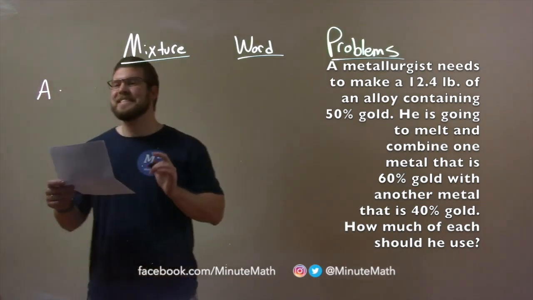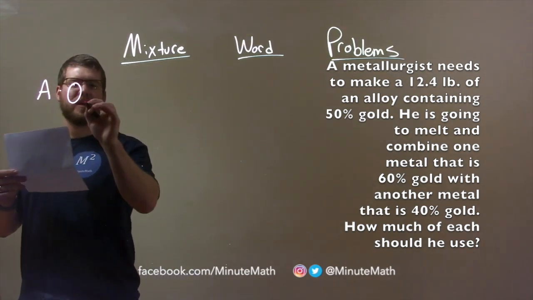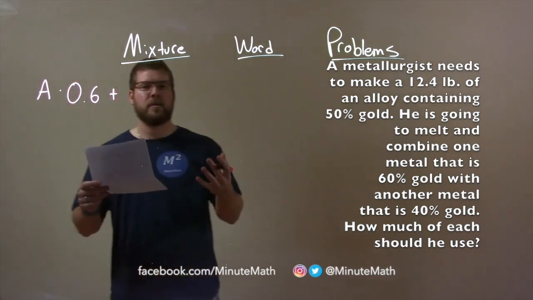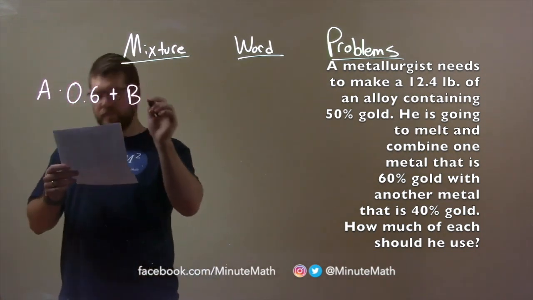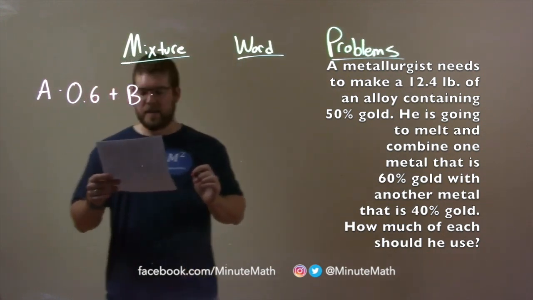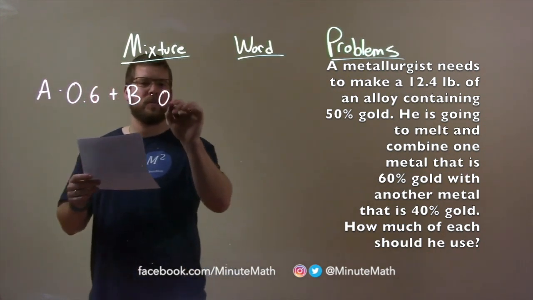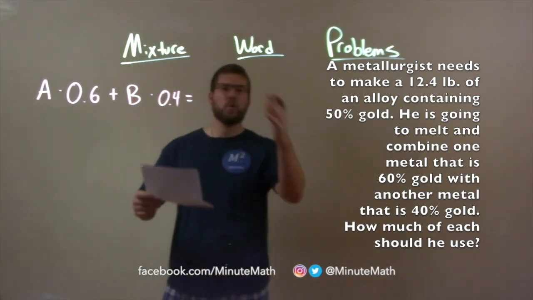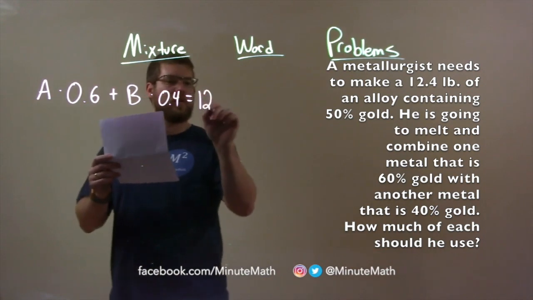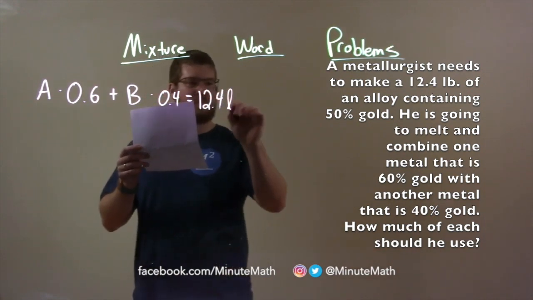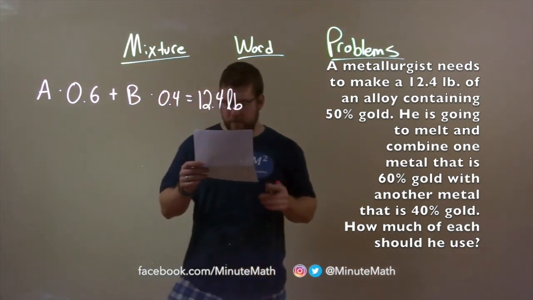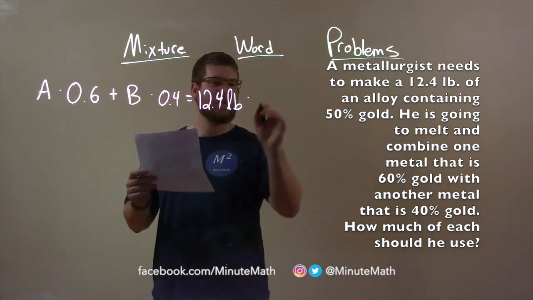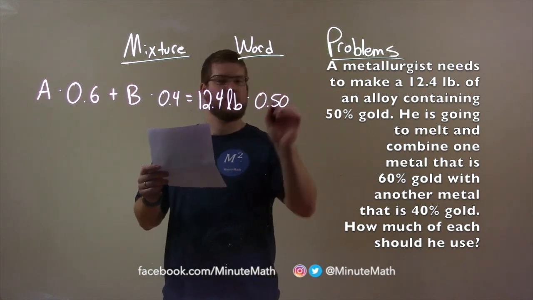That one contains 60% gold. So as a decimal, 0.6. That combines with our second metal, metal B, which contains 40% gold, so as a decimal, 0.4. That combination, we need to make a total amount of 12.4 pounds, and that final amount needs to contain 50% gold, so as a decimal, 0.50.